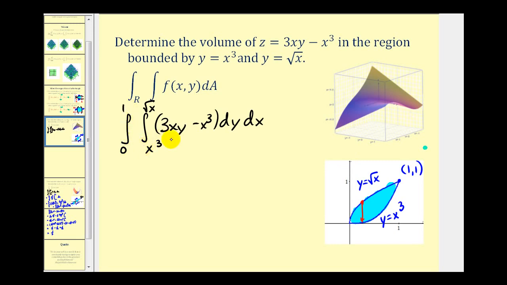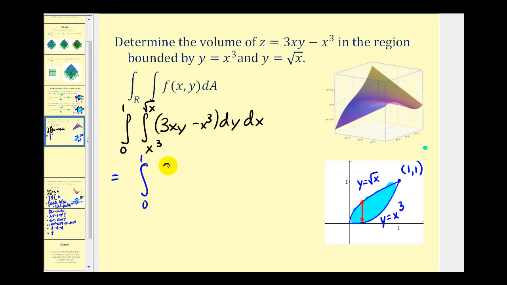If we want to integrate with respect to x first, we would have to solve both of these equations for x so that we could express the limits of integration for x in terms of y. So it's a little bit less work to set it up in this order. So we're going to integrate this with respect to y, treating x as a constant.